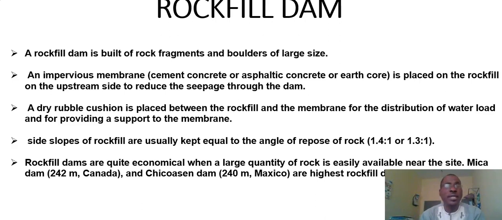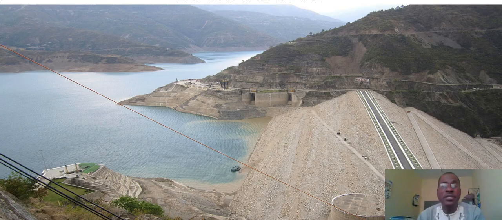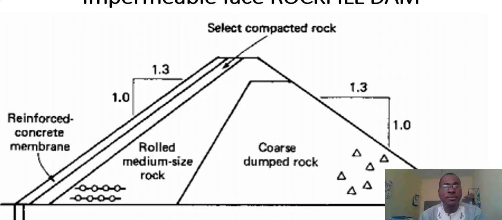So let's talk about the rock-fill dam. A rock-fill dam is built of rock fragments and boulders of large size, with an impervious membrane and dry rubble. Side slopes of rock are usually equal to the angle of repose of the rock. Rock-fill dams are quite economical where a large quantity of rock is available near the site. Mica Dam in Canada and Chicoasén Dam in Mexico are some of the highest rock-fill dams. These are examples of rock-fill dams, and they hold a large amount of water.